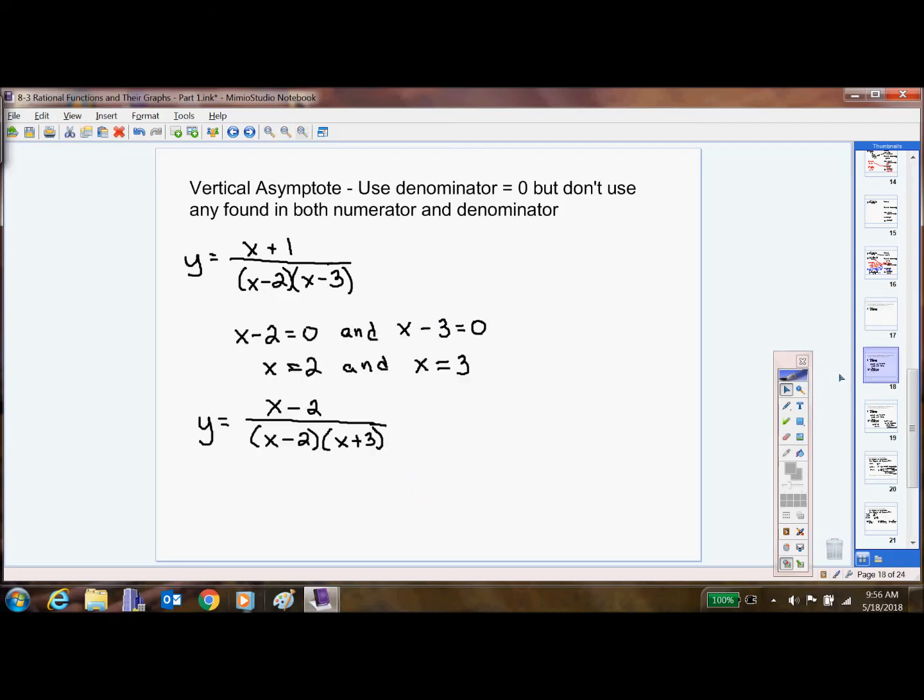So without actually graphing them, we can figure out our vertical asymptotes by just letting our denominator equal 0. So anything that will give you a 0 here is going to give us our vertical asymptotes as long as it wouldn't cancel out with the numerator. So we've got 2 and 3 for this one. Then I've added another problem on there that I would like you to add in.